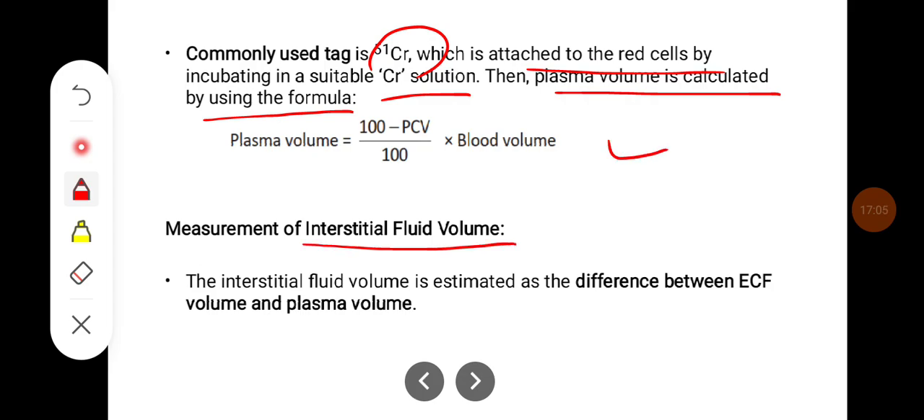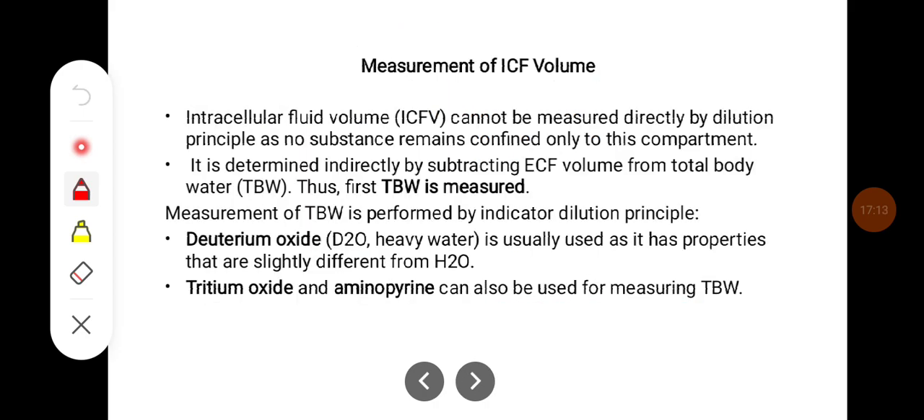Measurement of the interstitial fluid volume. The interstitial fluid volume is estimated as the difference between ECF volume and plasma volume. The intracellular fluid volume cannot be measured directly by dilution principles, as no substance remains confined only to this compartment. It is determined indirectly by subtracting ECF volume from total body water.